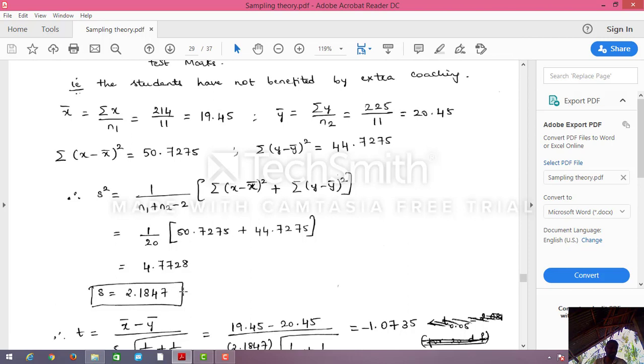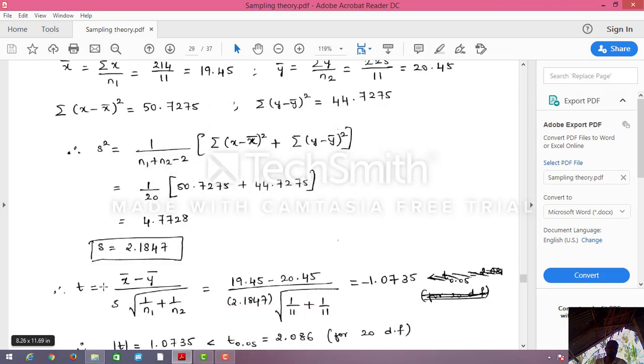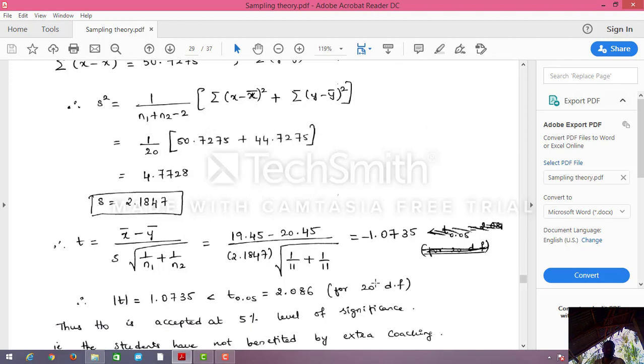S equals root of 4.7728, which is 2.1847. Now t equals x bar minus y bar divided by s into root of 1 by n1 plus 1 by n2. X bar is 19.45, y bar is 20.45, divided by s, which is 2.1847, into square root of 1 by 11 plus 1 by 11. If you simplify this, you will get minus 1.0735.